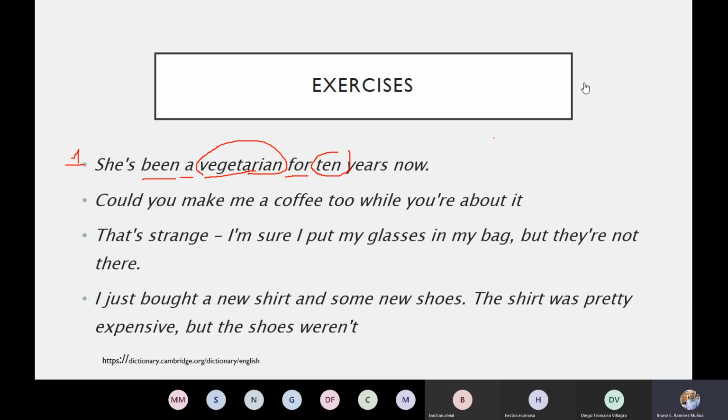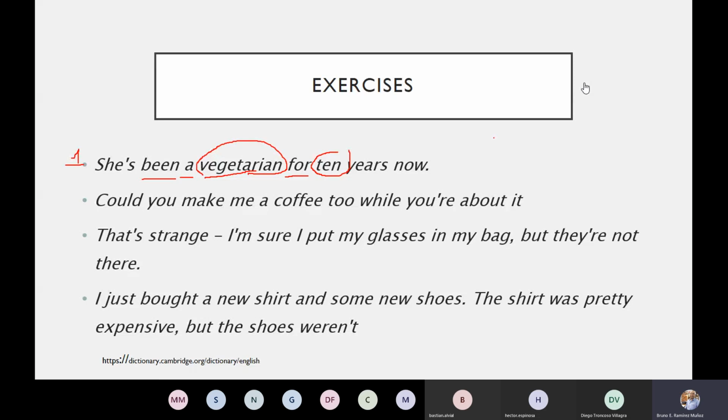While you're about it, could you make me a coffee too? While you're about it. See, about is a preposition. When you use a preposition, you usually prefer the weak form, right? But unless you are emphasizing it in a sentence, depending on the context, you can emphasize it and you can use a strong form. While you're about it.